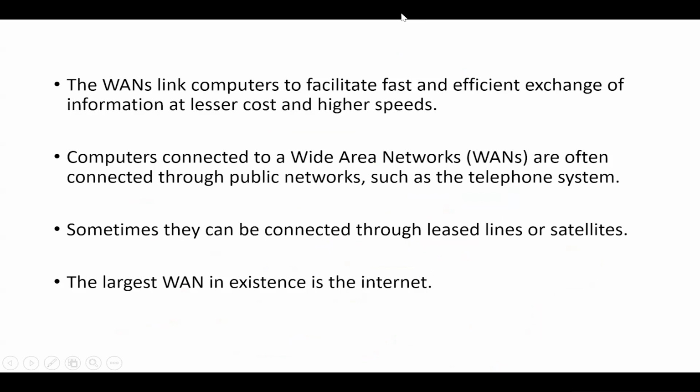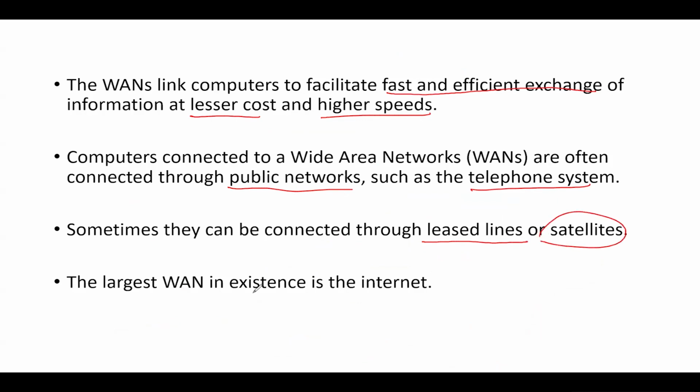The WANs link computers to facilitate fast and efficient exchange of information at lesser cost and higher speed. Computers connected to a wide area network are often connected to public networks, of course, because it's not possible for us to connect between two countries via any other connections. It has to be a public network such as the telephone system. Sometimes they can be connected to leased lines also or satellites also.